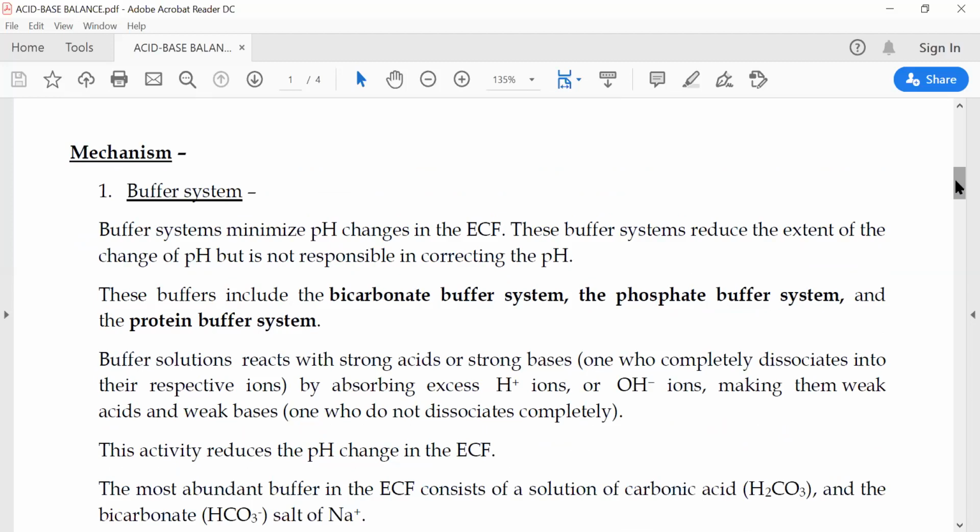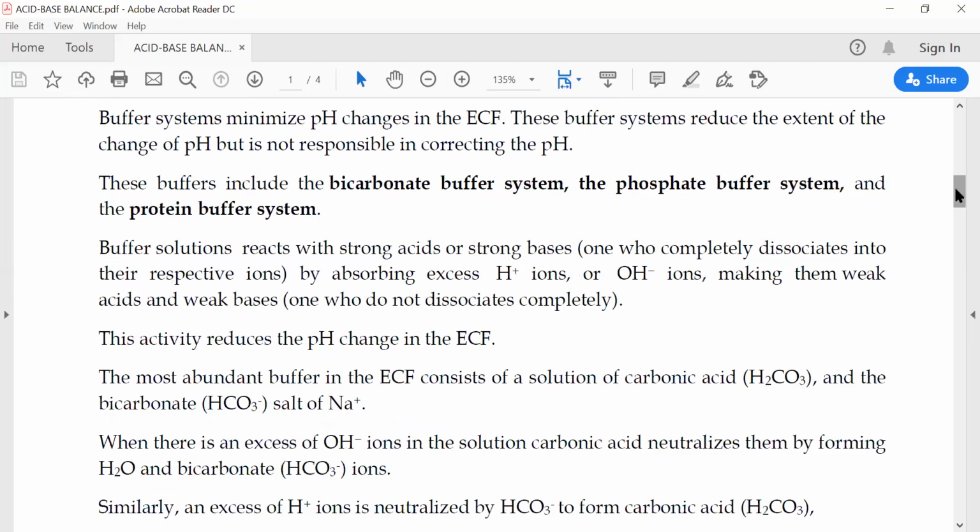The activity of a buffer is not to correct the wrong or the right pH. What is the activity of the buffer then? It is only to resist the changes in the pH. Now we have three buffers. These are the bicarbonate buffer, the phosphate buffer system, and the protein buffer system.